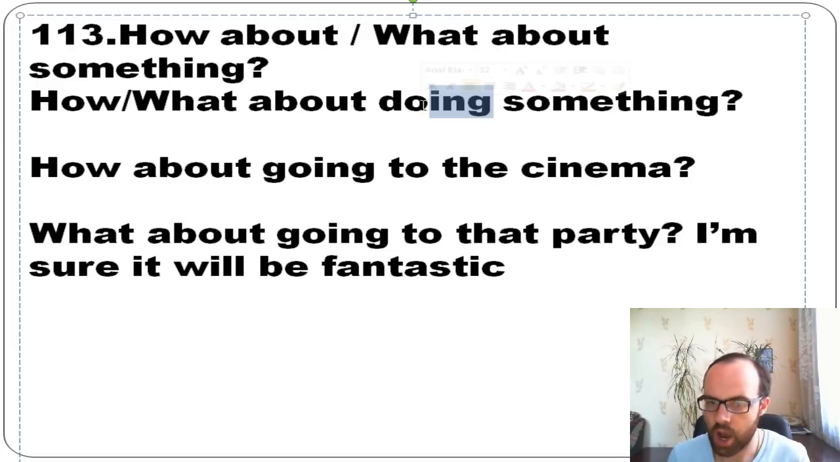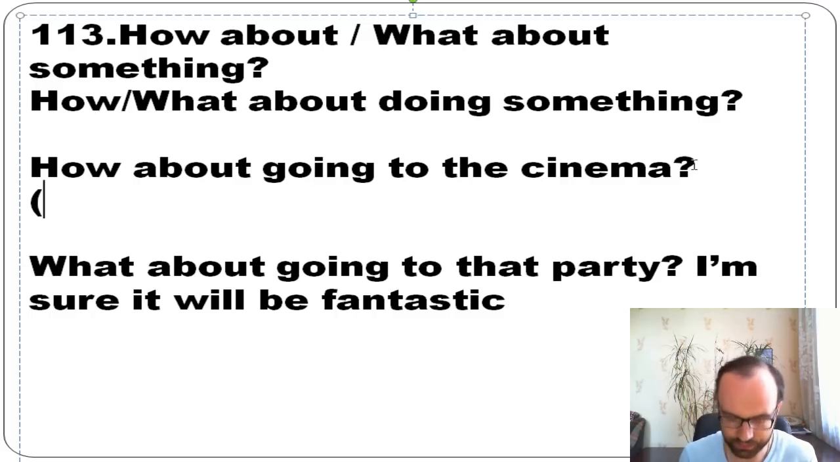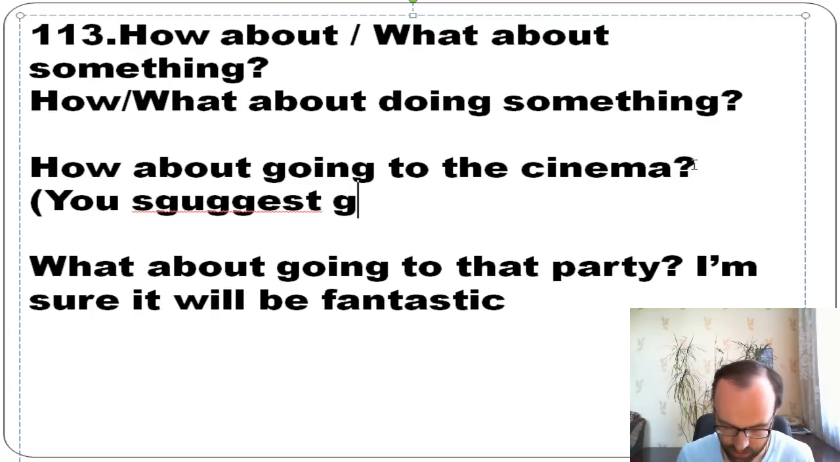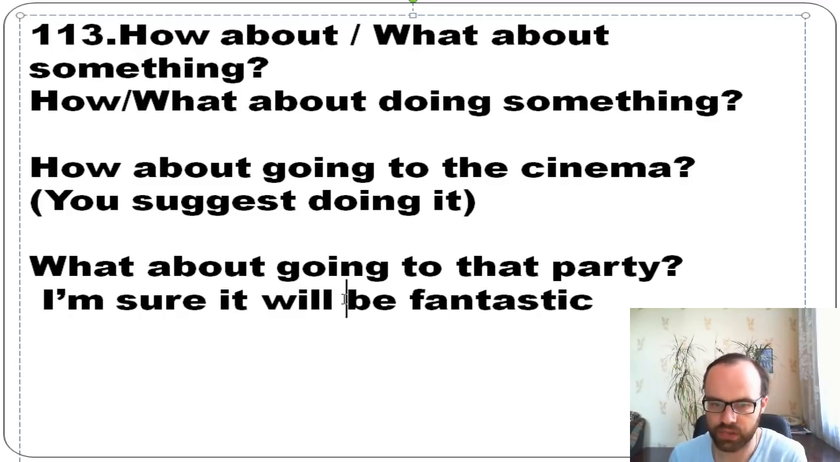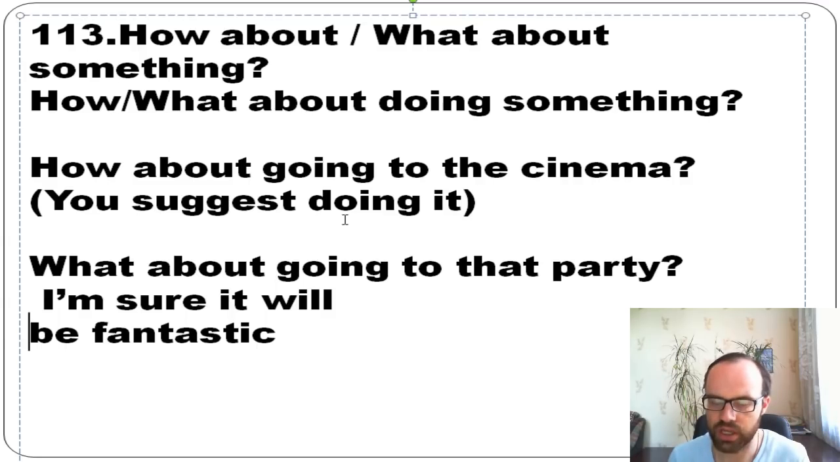Look, how about going to the cinema? Or what about going to the cinema? This question sounds natural. You suggest that you go to the cinema. You suggest going, you suggest doing it. Or, for example, what about going to the party? I'm sure it will be fantastic.